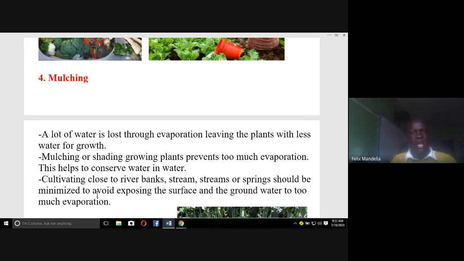Why do we do this? Remember, when it is sunny or when the sun shines, a lot of water is lost through evaporation. When the weather is sunny or dry, a lot of water is lost through evaporation, leaving the plants with less water for growth. And I believe you know, plants need water for growth. So when this water evaporates, very little remains in the soil for these plants to grow.